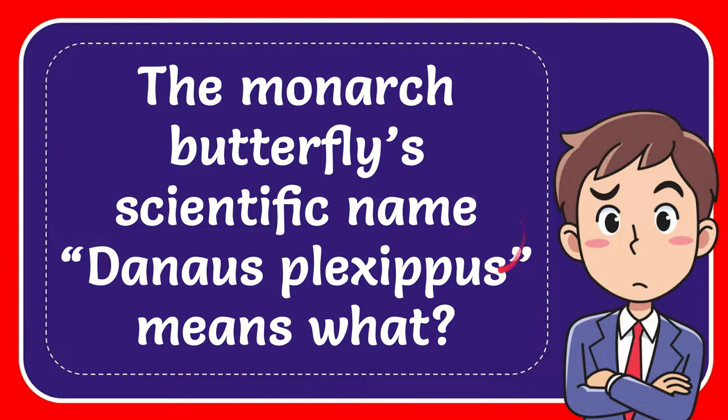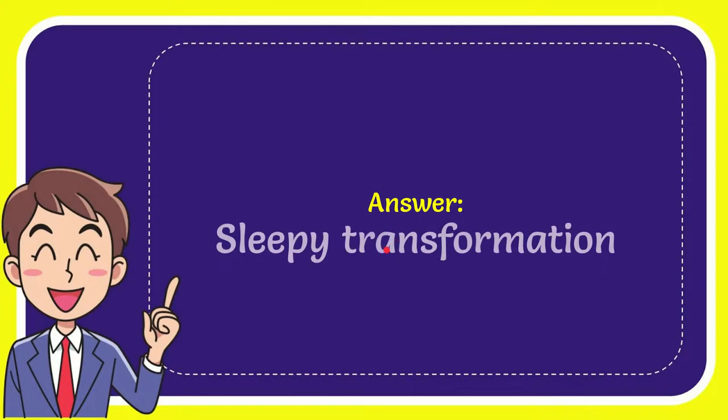In this video, I'm going to give you the answer for this question. The question is: the monarch butterfly's scientific name, Danaus plexippus, means what? Well, I'll give you the answer for this question. The answer for the question is sleepy transformation. So that is the answer for the question.